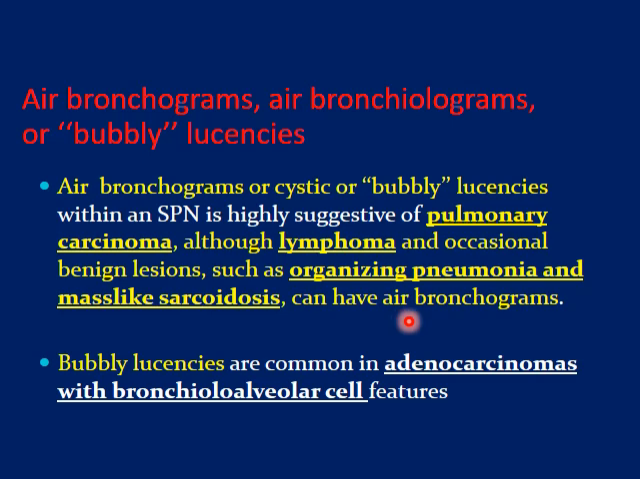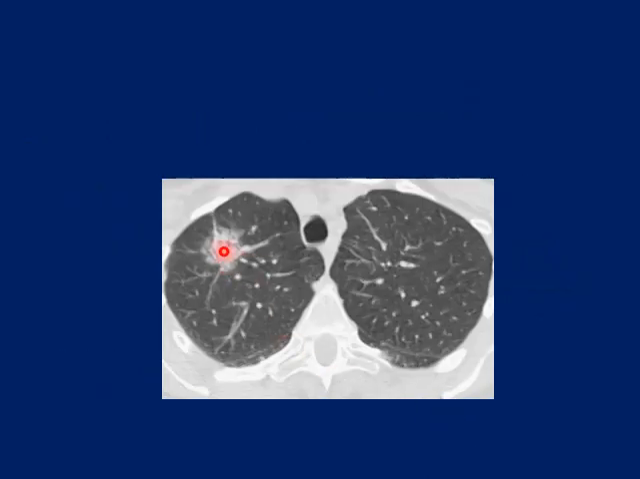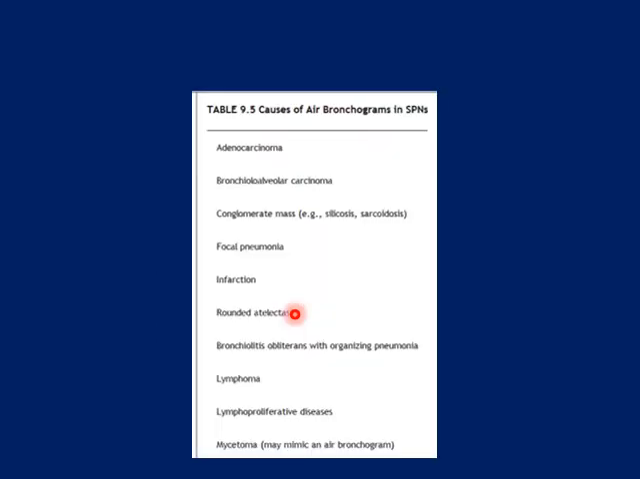There is something called air bronchograms or air bronchiolograms, equal to what are called bubbly lucencies within the lesion. Air bronchogram or cystic or bubbly lucencies within a solitary pulmonary nodule is highly suggestive of pulmonary carcinoma, although lymphoma and occasionally some benign lesions such as organizing pneumonia or mass-like sarcoidosis can have air bronchogram. Bubbly lucencies are common in adenocarcinoma with bronchoalveolar cell features, okay, low-grade. This is what is meant. You can see lucency inside the lesion. In addition, it has corona radiata and pleural tail. This is a case of carcinoma.